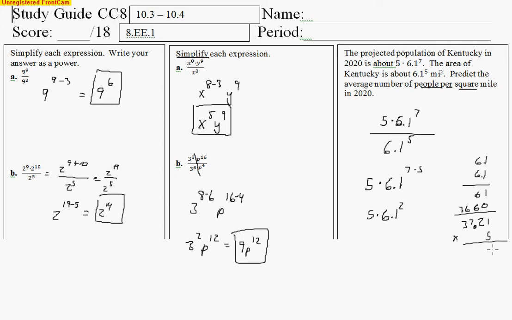Now multiplying by 5 gives me 5, 10, 35, and 1 make 36, and 15 and 3 make 18. And so I've got this number where I'm going to move the decimal 2 spaces over because of the 2 spaces after the decimal, so it's 186.05 people per square mile. So moving on to the next problem.